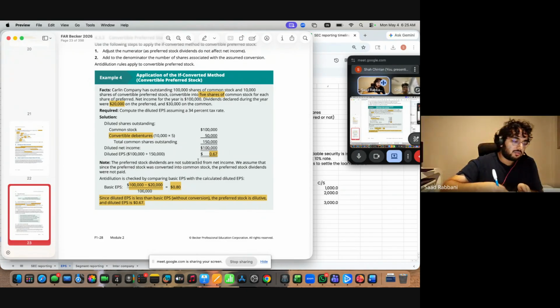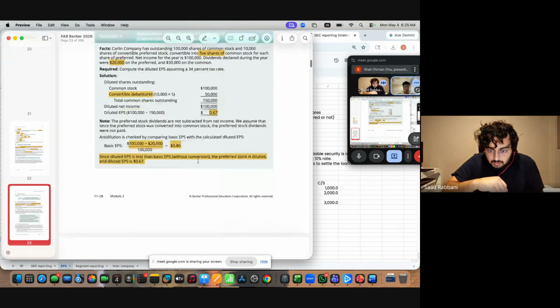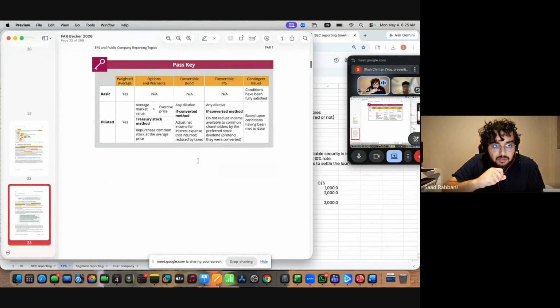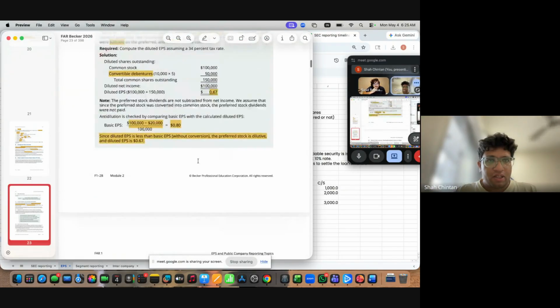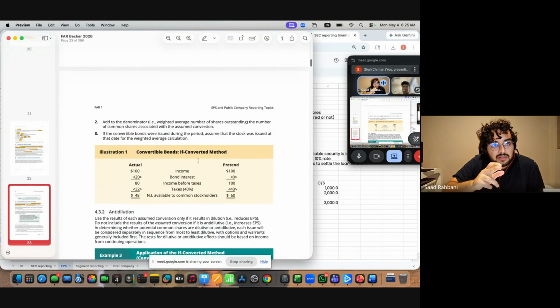I got the answer. Okay, now confident in EPS, both basic and diluted. Yes, one more thing. There were contingent shares in your slides. What are those? Sorry, where are the contingent shares? It's in the book as well, at the end. There's an example down at the end.